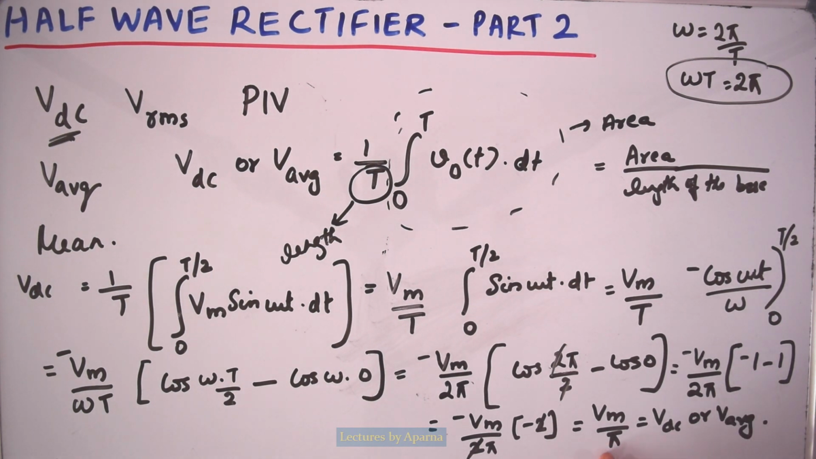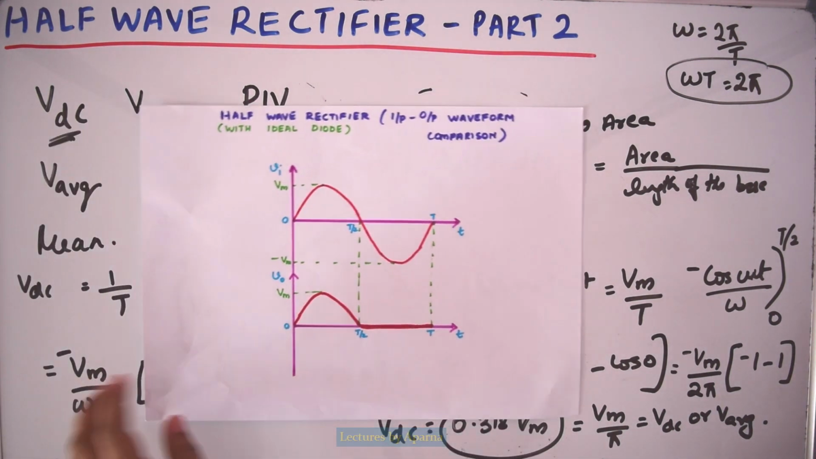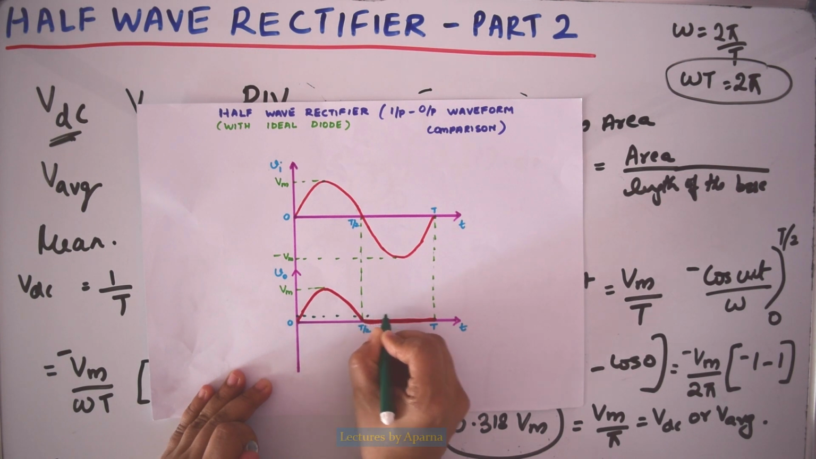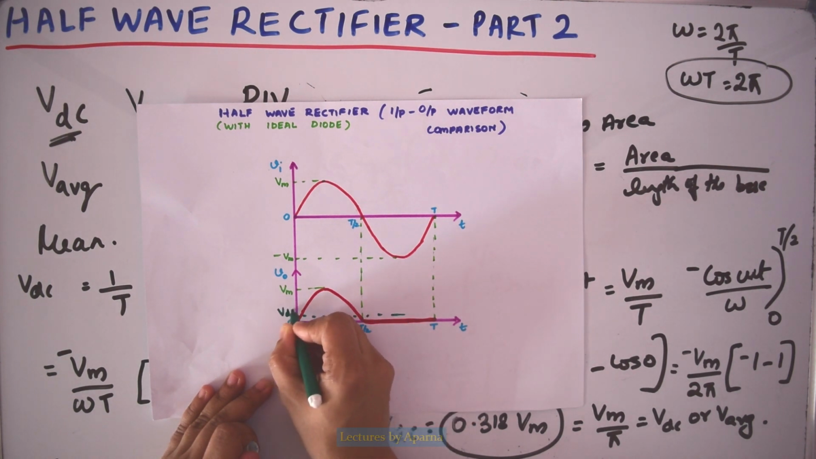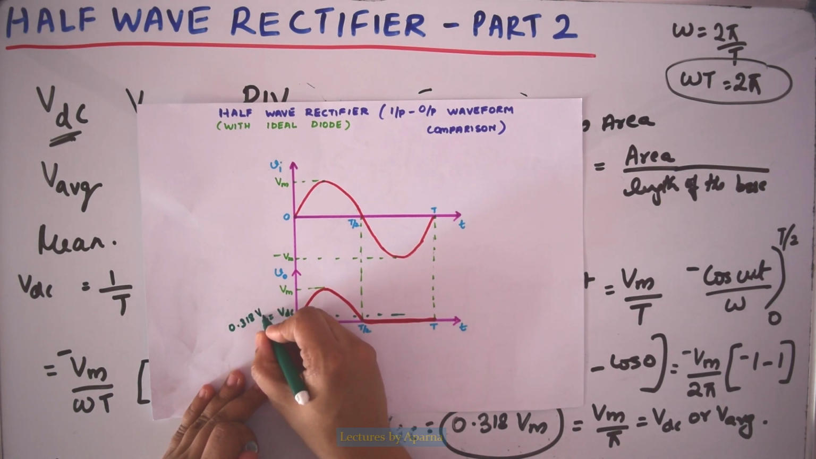So this is the value of VDC or V average. Vm by pi means its value is 0.318 Vm. So the VDC or V average is equal to 0.318 Vm. That will be somewhere here. So this will be the value of VDC, which is equal to 0.318 of peak value Vm.